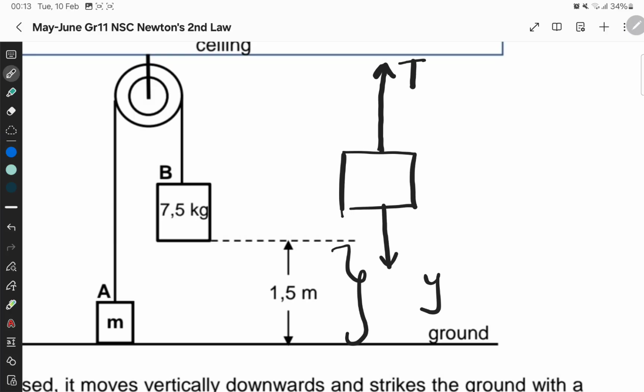Let's call it WB. Weight B. You can call it WB or just W. Some people call it FG. It's up to you. Or whatever your teachers have taught you, okay? We'll use that convention that you are used to. So I'll call it WB for my case.